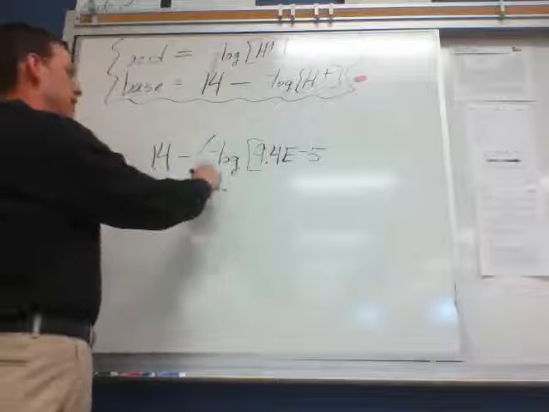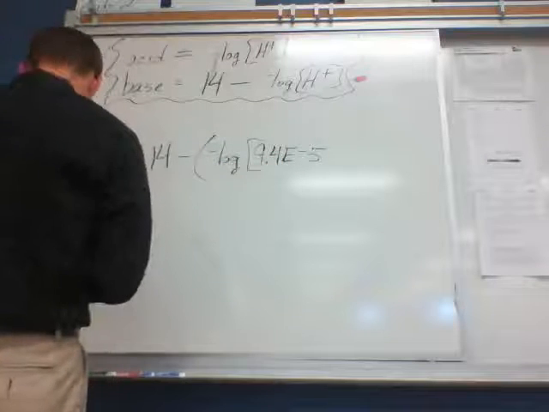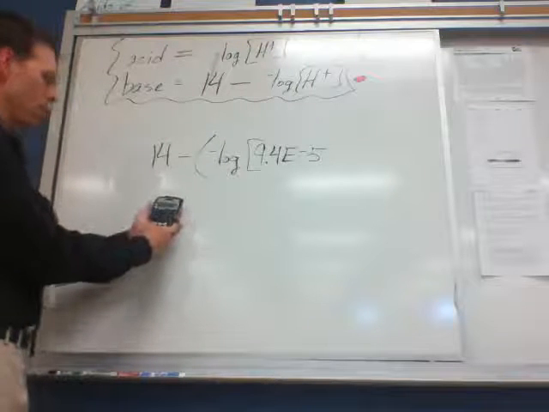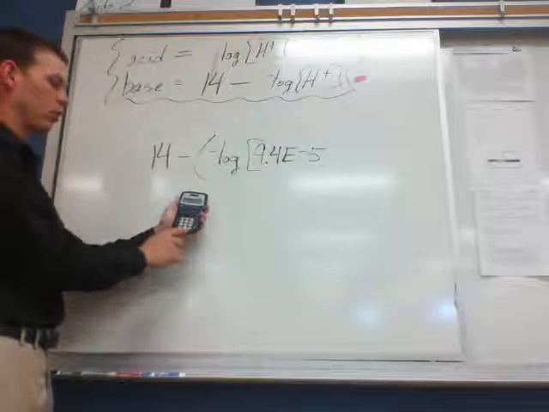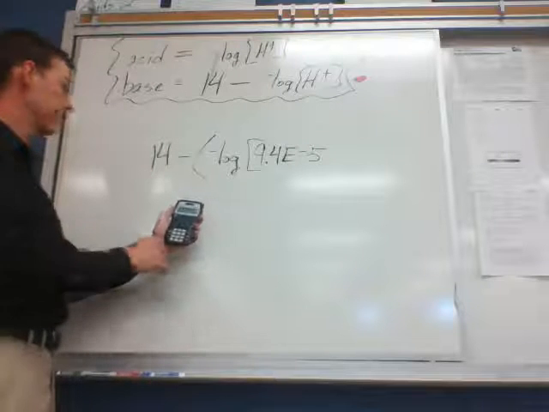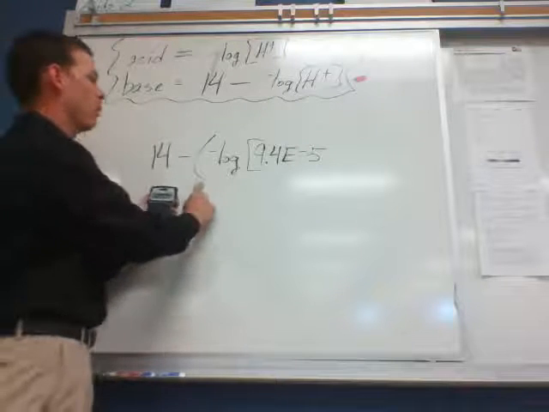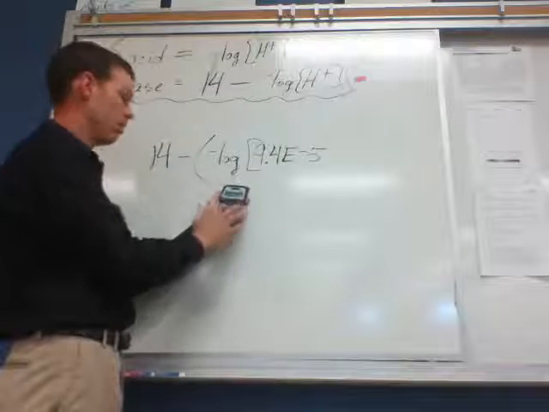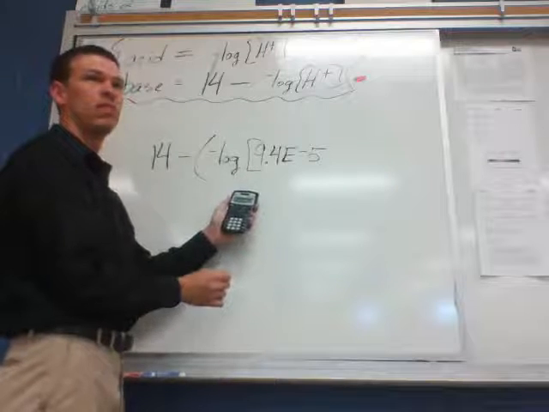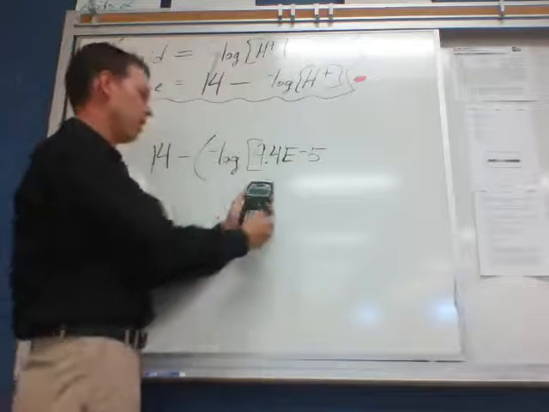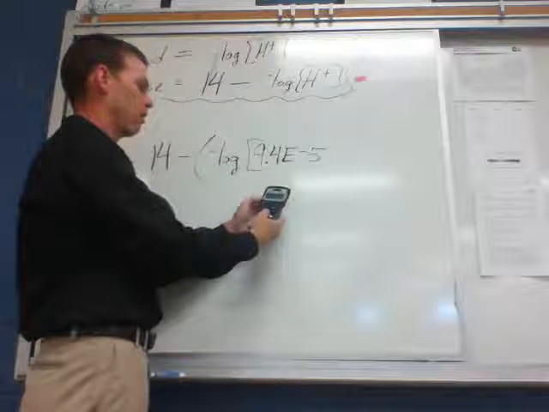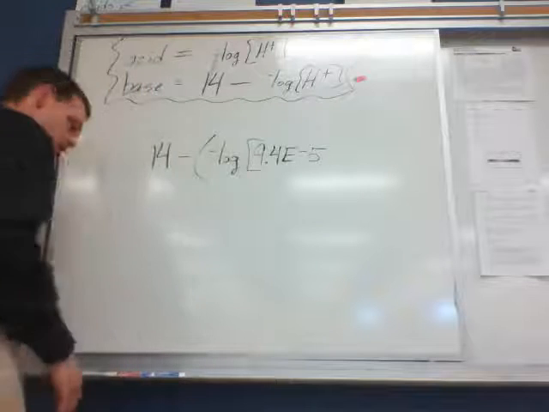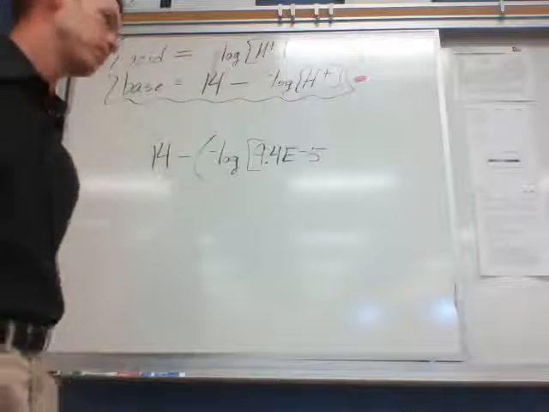All right, so 14 minus the negative log of the number they gave me. And that's exactly how you'll type it in. 14 minus, don't use the negative symbol, those are two different things. I'm going to open up my own parentheses so that order of operations is happy. Then negative log, then it'll open up that next bracket. 9.4 E -5. We'll see if you get what I get.